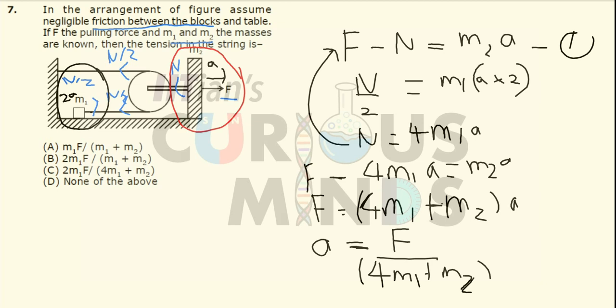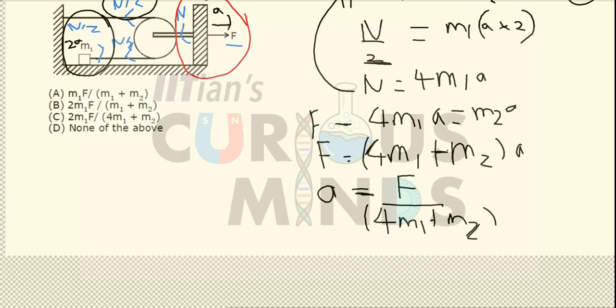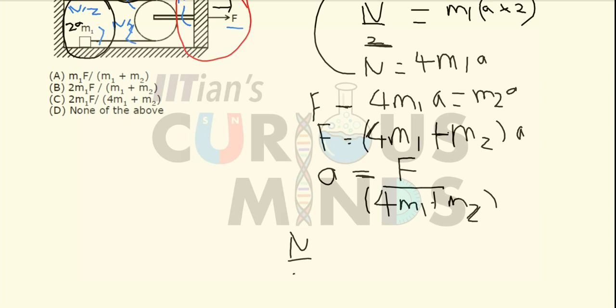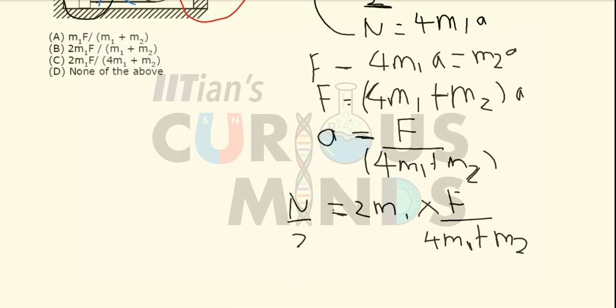Now I have to calculate the value of n by 2. They have asked what is the tension in the string. If you see, the tension in the string is equal to n by 2. So since I have to calculate the value of n by 2, it will be equal to 2 times m1 into a. Now the a over here is given as F divided by 4 times m1 plus m2. So when I rearrange the terms, I can simply write this as 2m1 into F divided by 4m1 plus m2, which is option number C.